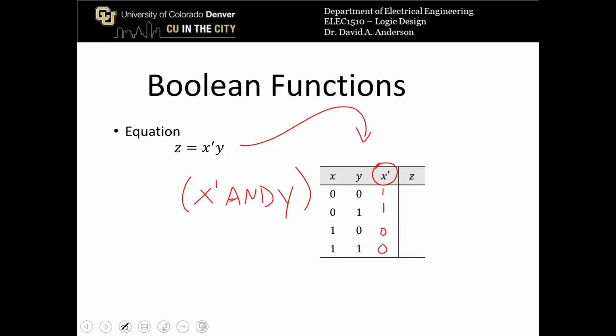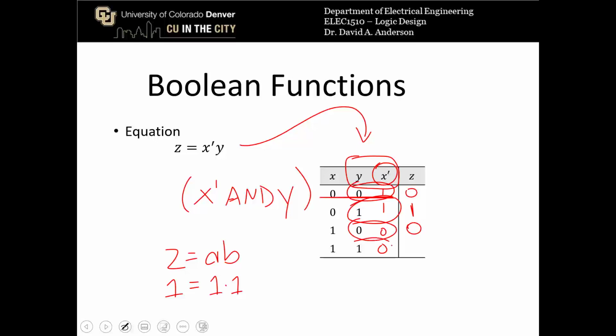So now we know that for z equals, let's just use two arbitrary variables, a and b, z is going to be a 1 only if the two input variables are both 1. So I have to look at the two input variables, y and x prime, and look at where they're both 1, which is only here, and that is where the output is going to be a 1. For any of the other inputs, at least one of the input variables is a 0, and so the output is going to be a 0.